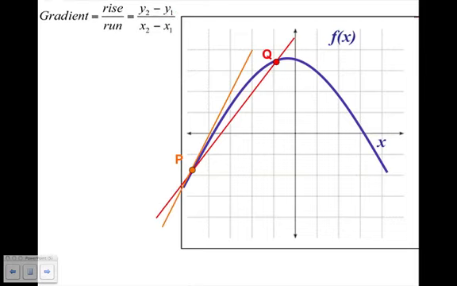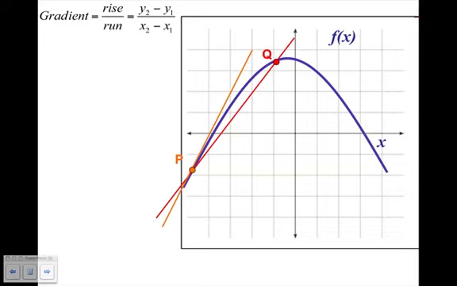We already know that the gradient equals the rise over the run, and that's the difference between the y values divided by the difference between the x values. Okay, y2 minus y1 over x2 minus x1. And this is the reason why it's difficult without calculus, or impossible without calculus, to talk about the gradient at a point.